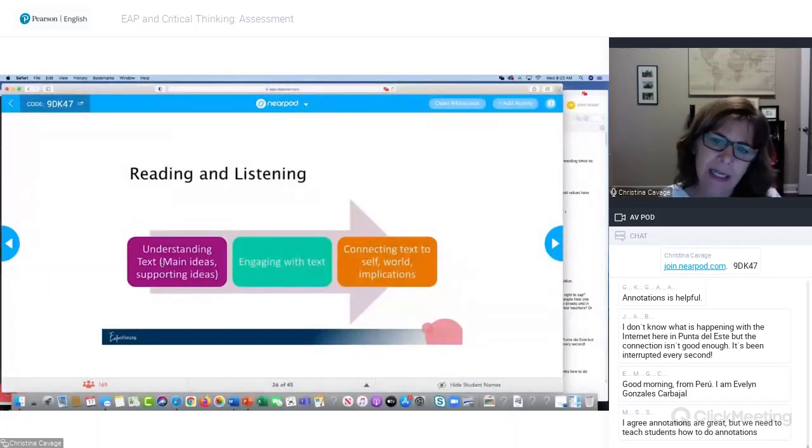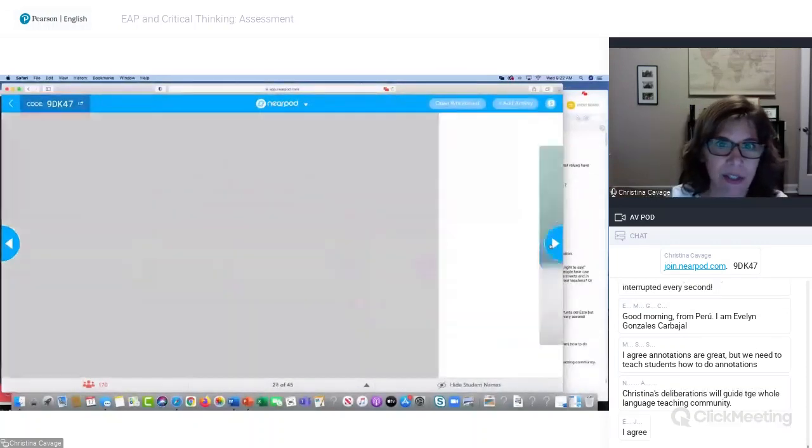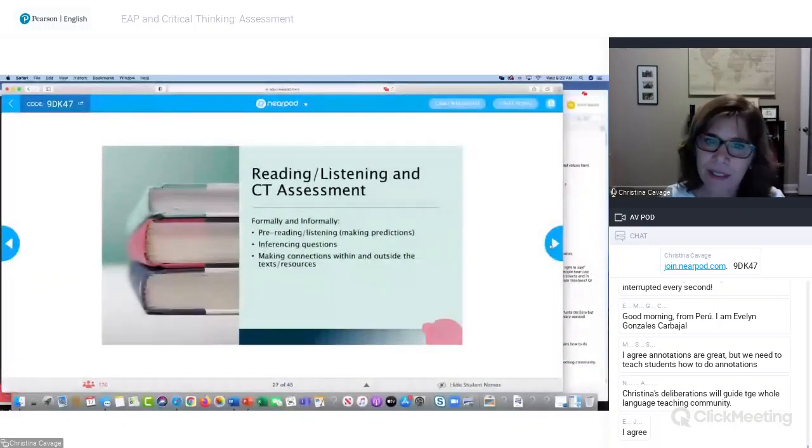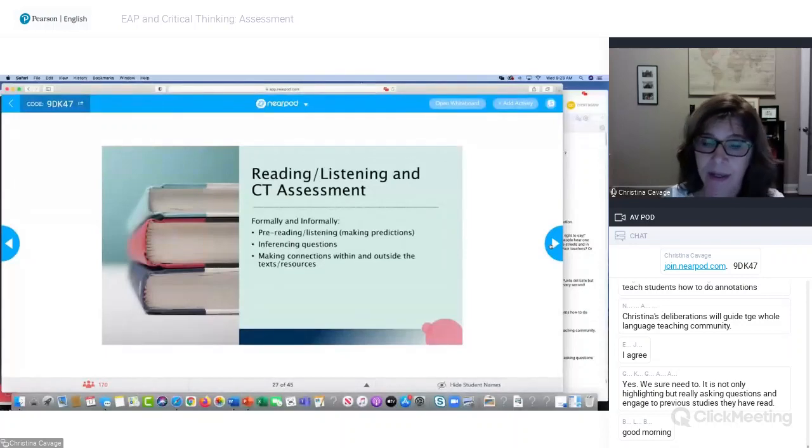And so when we think about creating assessments, we want to create very linear assessments in the way that we separate the main ideas and supporting ideas, and those critical thinking tasks as connecting to the self, world, and any implications. So, formally and informally, obviously, when we read, we do this all the time. Informally, we might ask students to look at a picture and make predictions. Okay. We might ask some inferencing questions. We might ask them to make connections within and outside the text to additional resources. So when we're doing these things, we're essentially assessing their critical thinking.